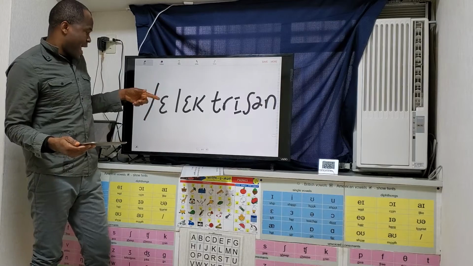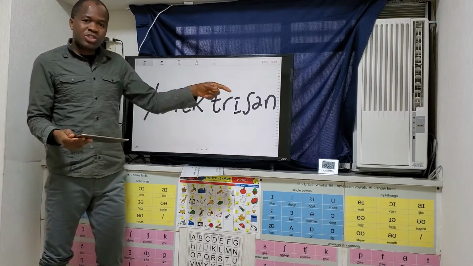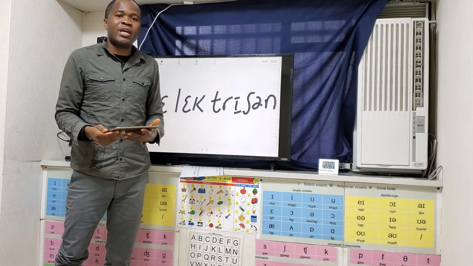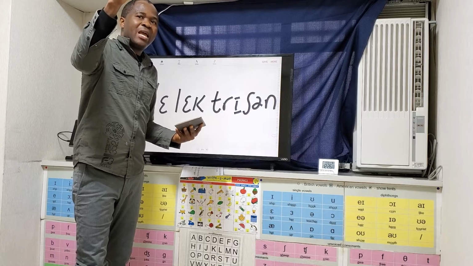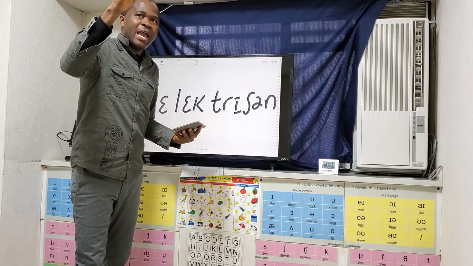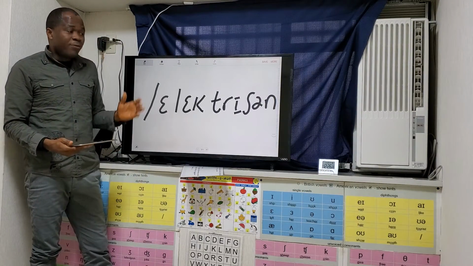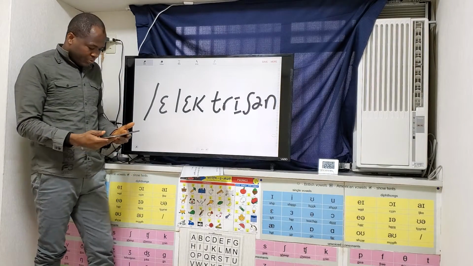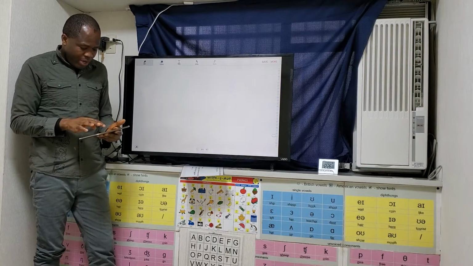So this one becomes E. So electrician. Electrician. It's a four-syllable word. Let's go to the third pronunciation. Then we move on to American pronunciation.